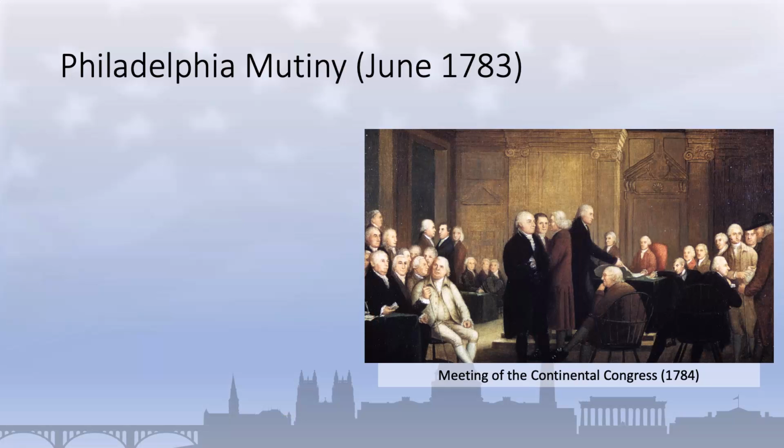Two specific crises illustrate the scope of the challenges and the inability of the national government to address them, ultimately sparking demand for a new system of government. The first of these was the Philadelphia Mutiny of June 1783.